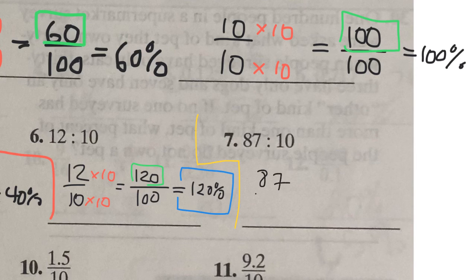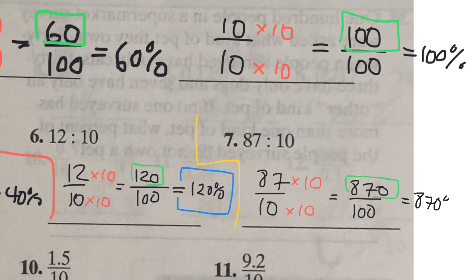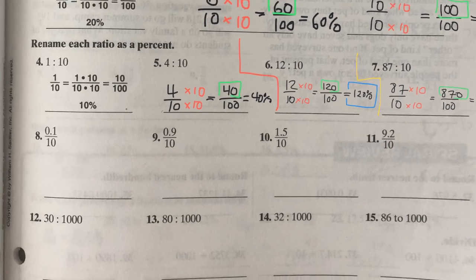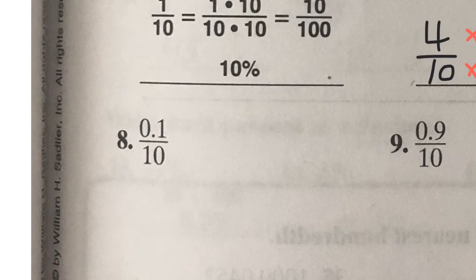Now we have 87 over 10, same process, because we want this denominator to be 100. 870. Notice how easy it is to multiply any number by 10. It's going to be the same number, only with a 0 tacked on. So it's 87 with another 0, which is just 870. Now, obviously, we're focusing on the numerator at this point, and that becomes 870%. Weird percentage, but it is a percentage.